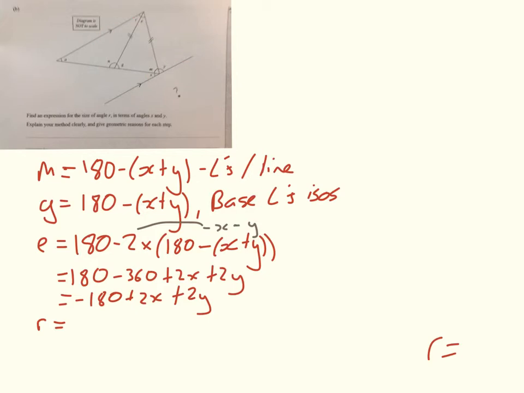Is it alternate angles? Alternate with what? It is alternate with y, but actually both of these together are alternate with y. So R and E are alternate with y. By the way, I forgot to do this. The reason for this here is angles in a triangle add to 180. That's how I figured out E.